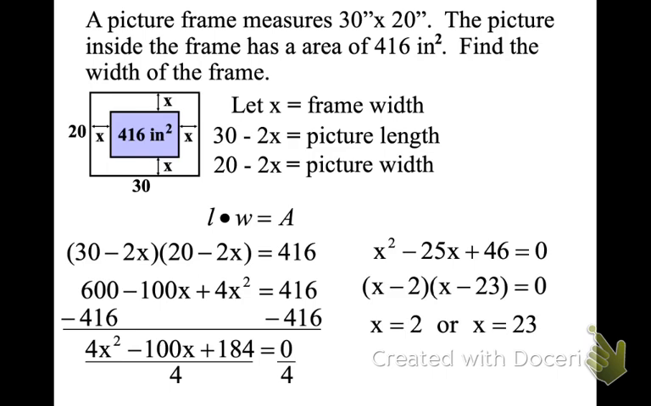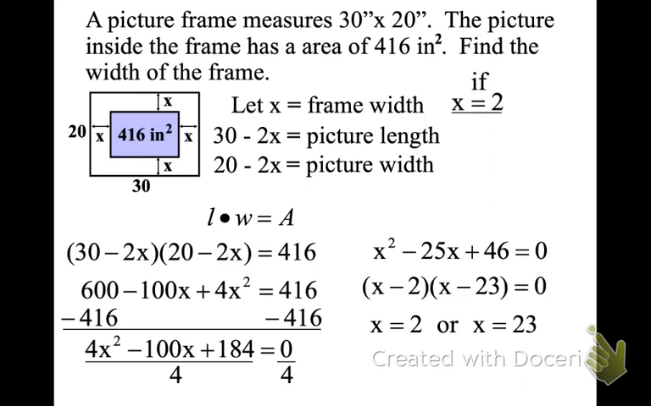Now you're going to have to really make sense of this. The width can't be both answers. So in this case, it's a little trickier because one's not negative. But once you substitute in 2, we get a reasonable answer. 30 minus 4 is 26, right? But if I substitute in the 23, 2 times 23, that would be 30 minus 46. That would give me negative 16, and a picture length can't be negative 16. So it can't be that. It has to be the 2.